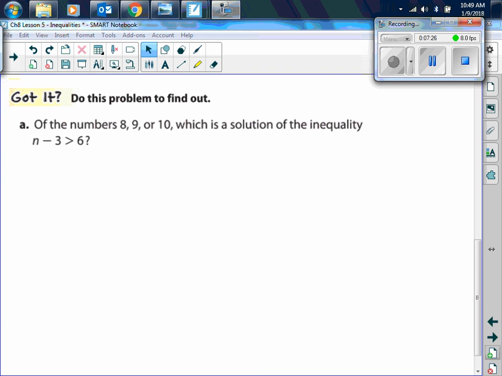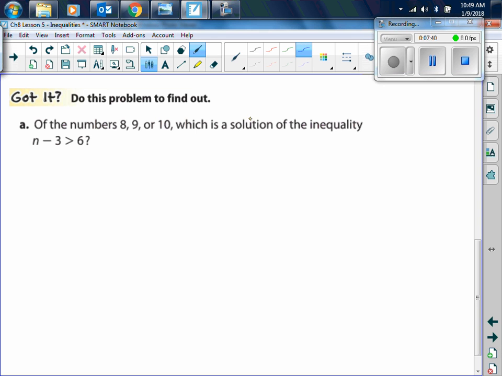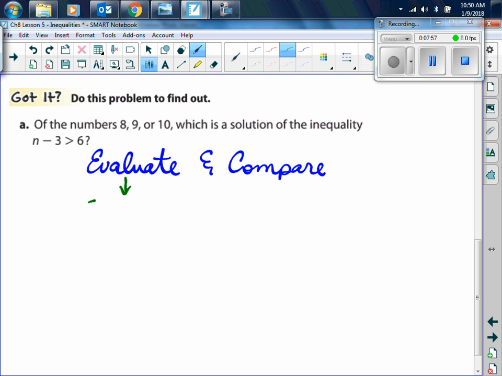All right, so let's take a look at the Got It. It says, of the numbers 8, 9, or 10, which is a solution of the inequality n minus 3 is greater than 6. So the way we're going to do this is we are going to evaluate and compare. Keeping in mind that evaluate means to substitute and simplify.